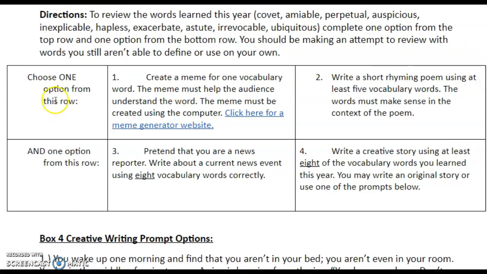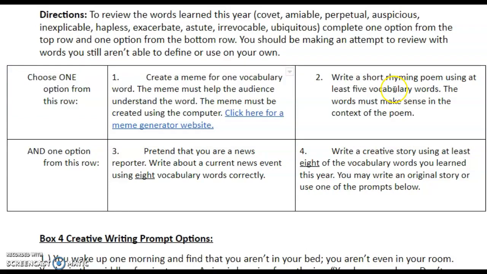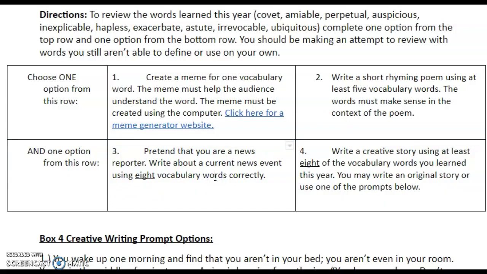You need to do one option from the first row. So the first is to create a meme for one vocab word. The second is to write a short rhyming poem using at least 5 vocab words. And it must make sense in the context of the poem. And then you need to do another option from the second row. So either write a current news event using at least 8 words.